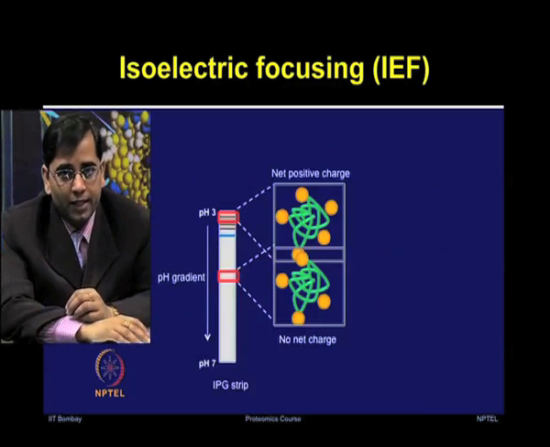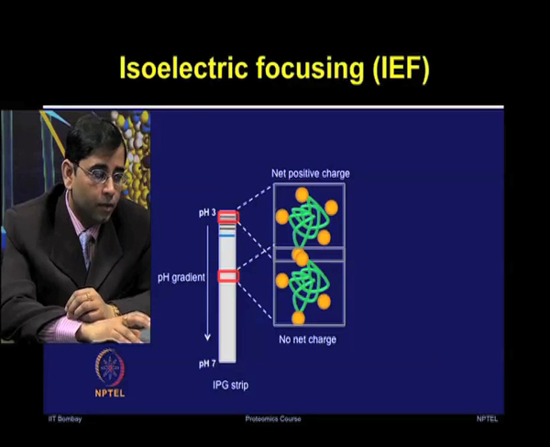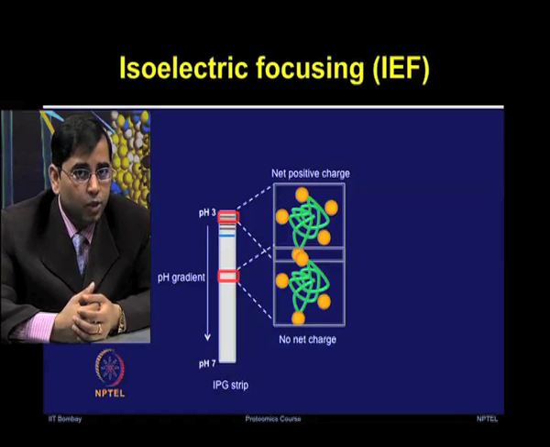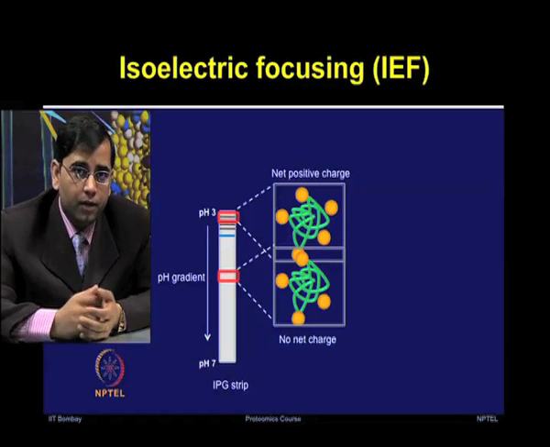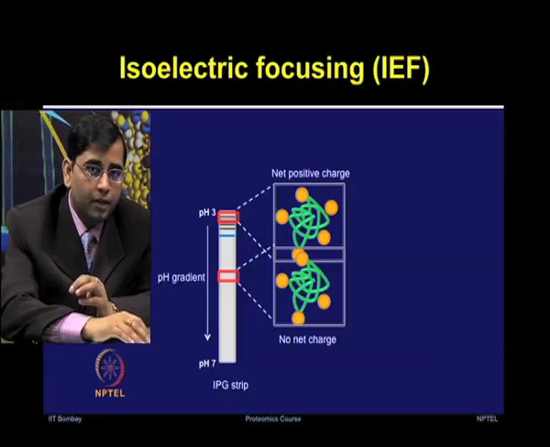Let me show you this process in this animation here. You have an IPG strip with a pH 3 to 7 gradient. When you are moving in the electric field from the positive charge towards the negative charge, when pH becomes equal to its pI, then there is no net charge and the protein will remain over there. So, now this will be the isoelectric point.